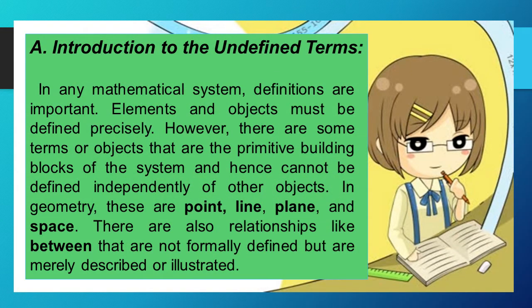In any mathematical system, definitions are important. Elements and objects must be defined precisely. However, there are some terms or objects that are primitive building blocks of the system and hence cannot be defined independently of other objects. In geometry, there are point, line, plane, and space. There are also relationships like between that are not formally defined but are merely described or illustrated.